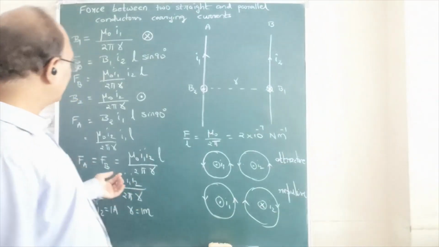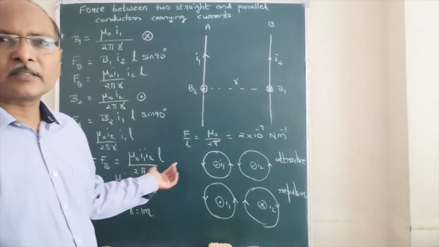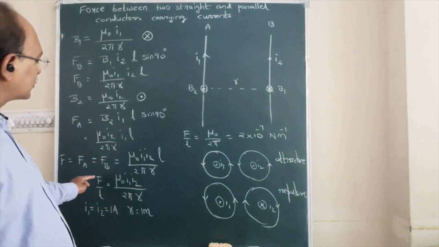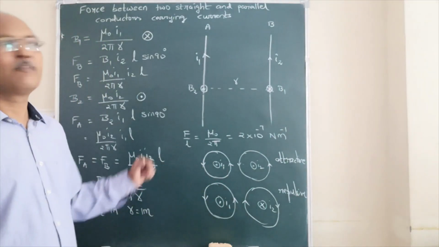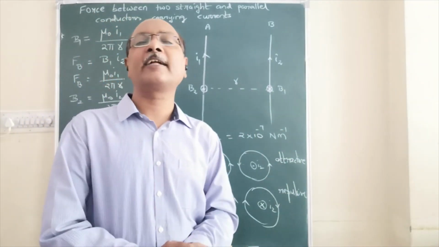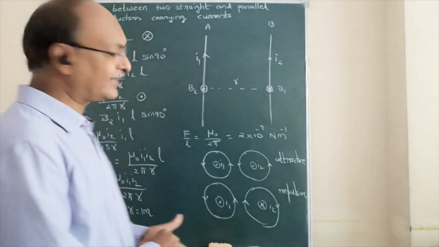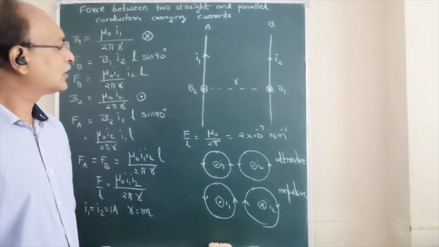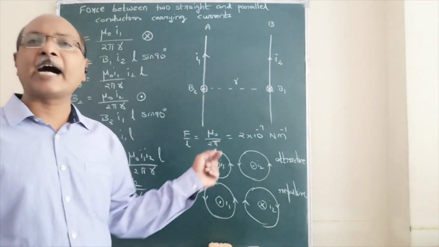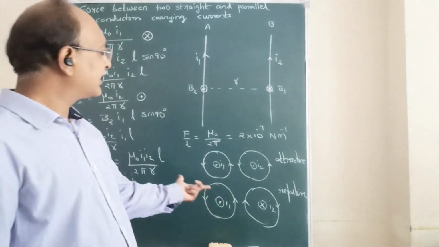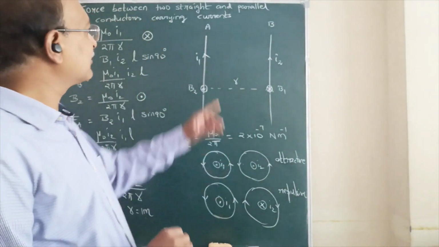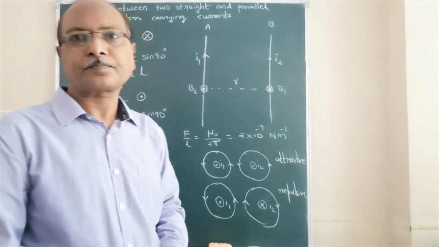So μ0 I1 I2 L/2π r, that is the force between the two conductors. And the force per unit length, generally for long wires we will be calculating the force per unit length, is given by μ0 I1 I2/2π r. So we use this to define ampere. And then we are able to find the nature of force depending on the direction of the currents.